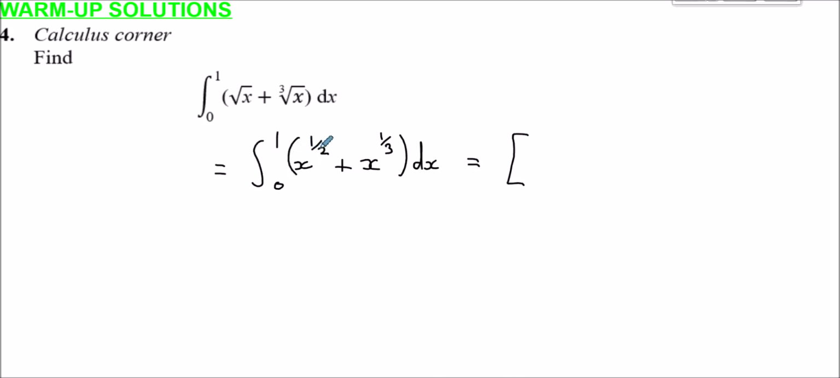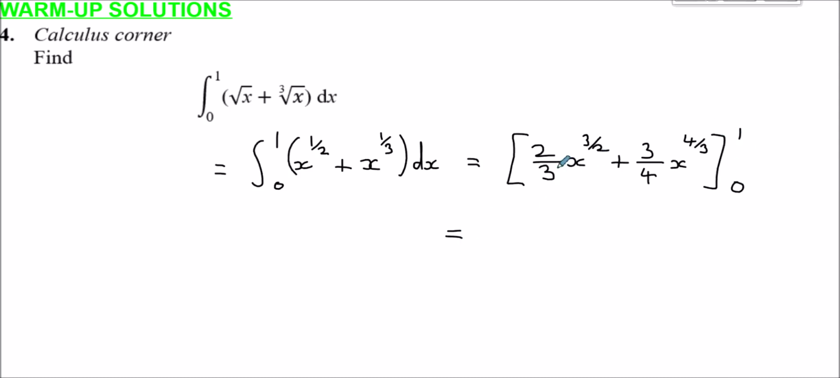So increase half by 1, that becomes 3/2. Divide through by 3/2, that's the same as multiplying by 2/3. So what we'd have is 2/3 x to the 3/2. And similarly, for this one here, we're going to have 3/4 x to the 4/3 between the limits of 1 and 0.